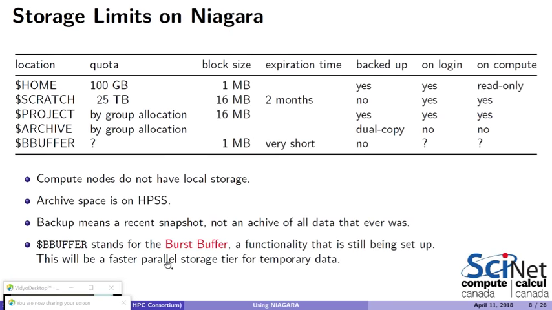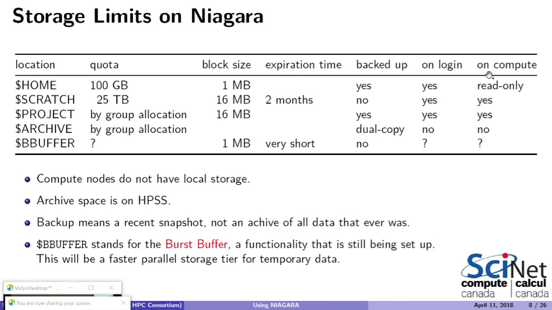How much can I put in there? I hear you ask in your minds. So I already mentioned home has a 100 gigabyte limit. It doesn't expire, and it is backed up, and you can see it on the login nodes, but we've done something sneaky. You can't write to home from the compute nodes. We do it as a safeguard. You can't accidentally overwrite your files by running your job from the wrong directory. It also means our backup can be done more frequently so that there's less turnover. So it's all kind of good stuff.